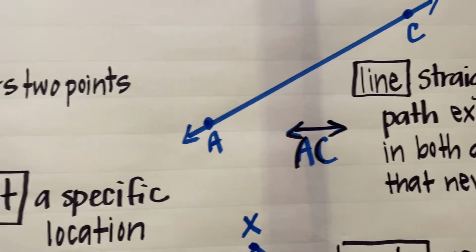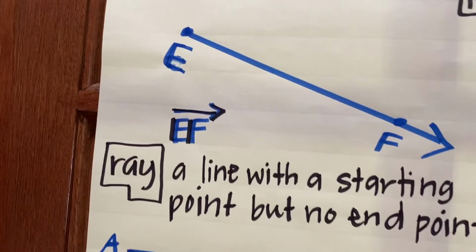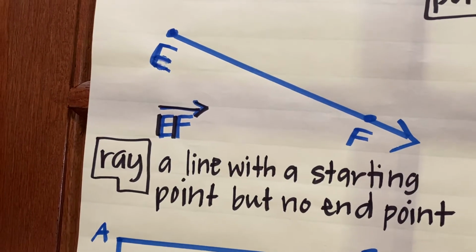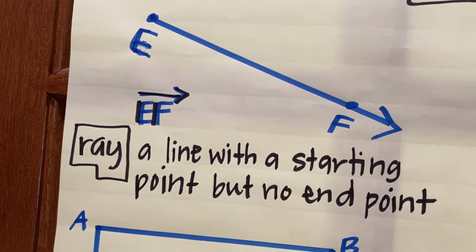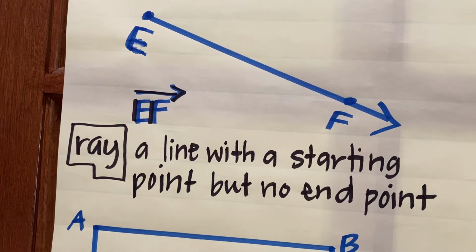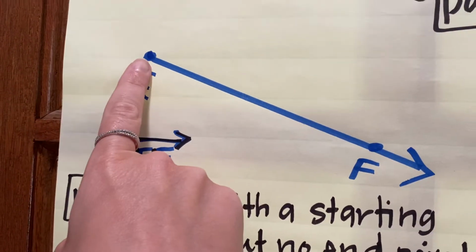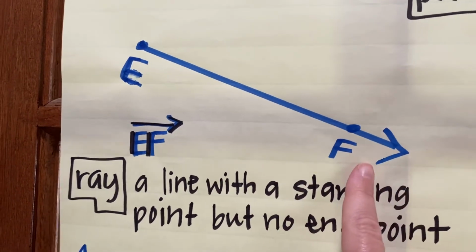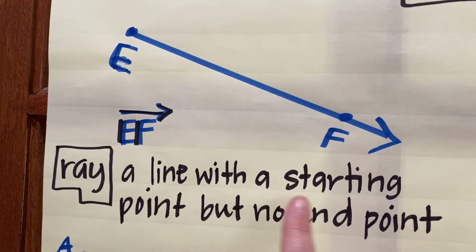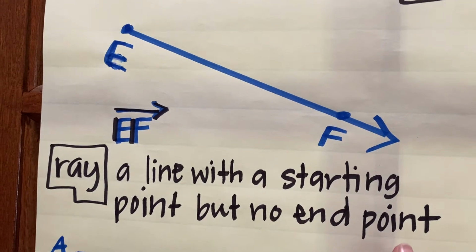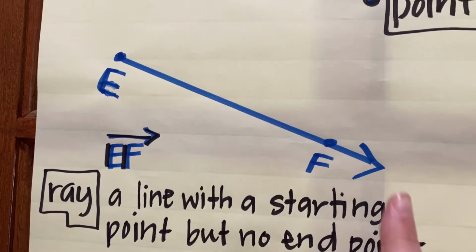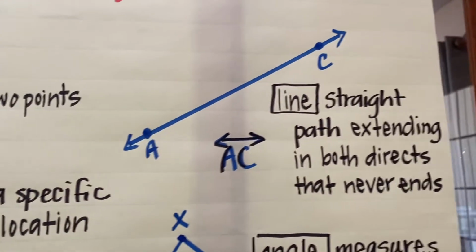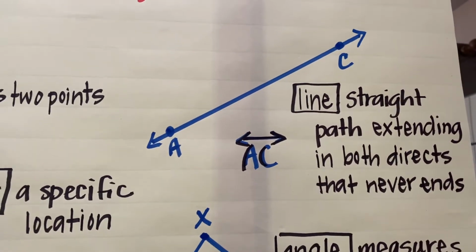All right, that leads us to our next line, which we call a ray. The difference between a line segment, a line, and a ray is a ray starts at a point, you see point E, and it goes through point F. So a ray is a line with a starting point but no end point. It can connect to a line segment. It can come off of a line, which you will see.